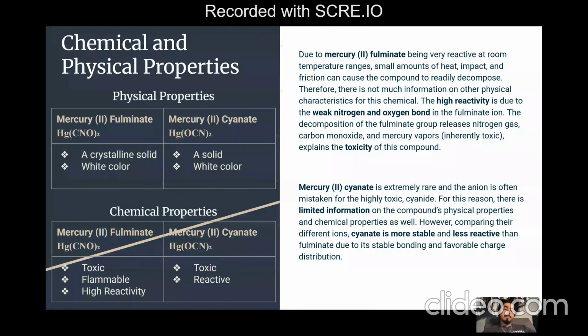On the other hand, mercury cyanate is a very rare chemical to see, so we don't have a lot of physical or chemical properties for it as well. It's mostly seen in labs and stuff like that. But yeah, that's for that.